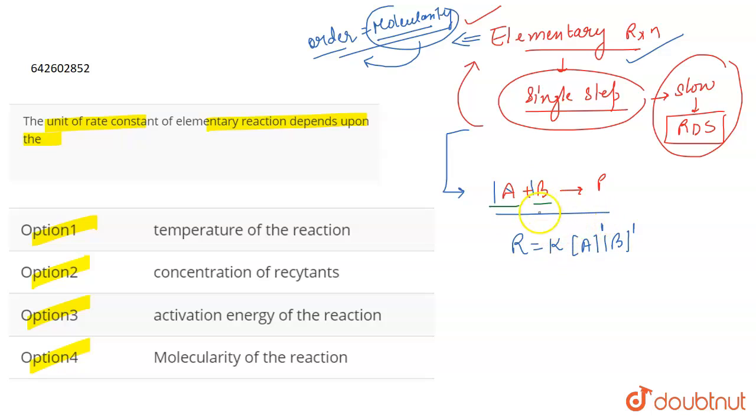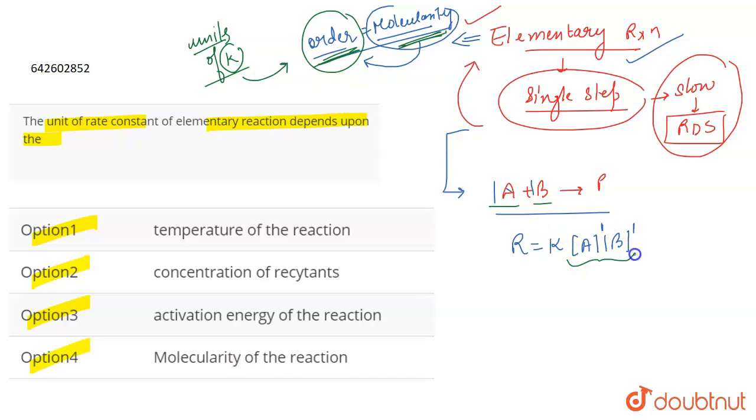So what do you know from here? That if you know the molecularity, you know the order, right? And the units of rate constant K depend upon the order of the reaction. So if you know the molecularity, you know the order. And if you know the order, you can find out the units of K, right?